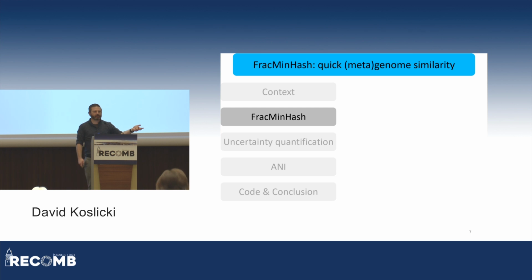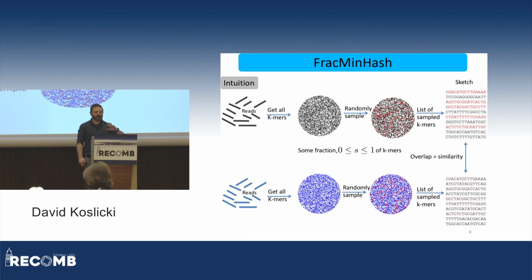Then when I'm given another sample of reads or a genome, I'm going to play the same exact game. And very important here, the random sampling that I'm going to do is going to be repeatable in the following sense. So if a k-mer was selected in one of these, then if that k-mer also appears in the other data set, it will also get selected. And I'll show you how we do that practically in a minute. But I get this other list of k-mers as a sketch for the second sample.